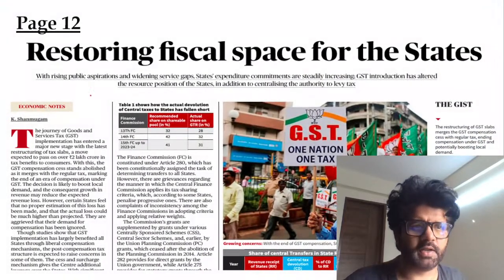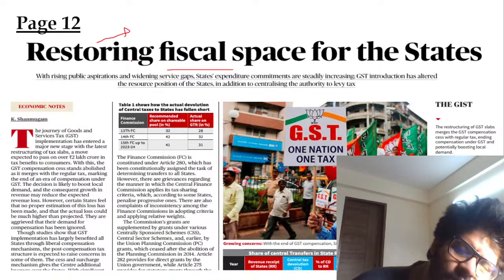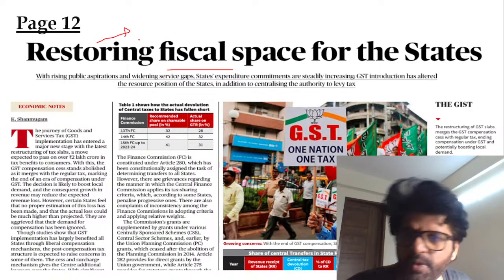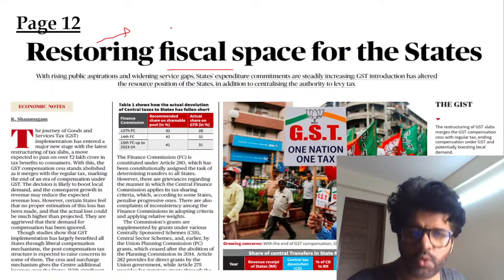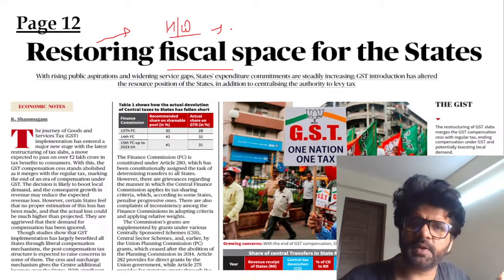Let's talk about the third article of the day, restoring fiscal space for the states. Today I was not able to include a mains question, guys. There were so many things to include in these articles. So your homework is to make a mains question on this topic. You can make one on this or the previous environment one.